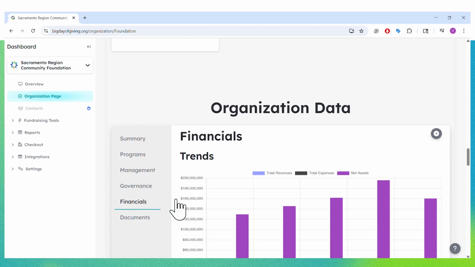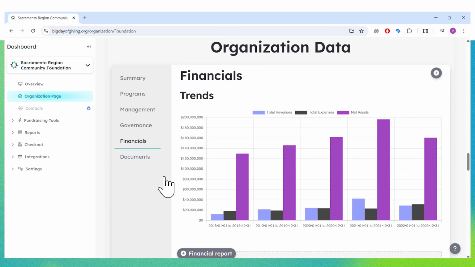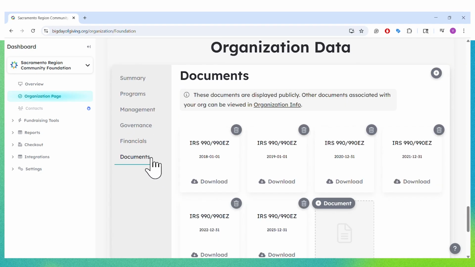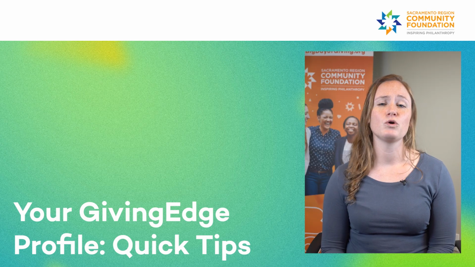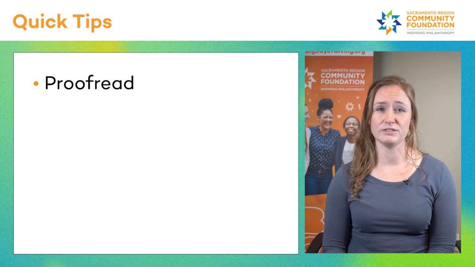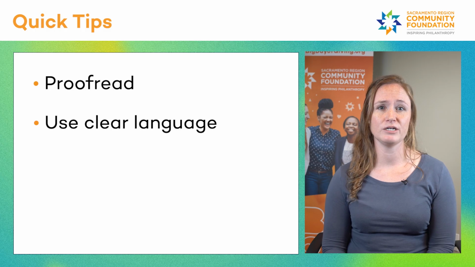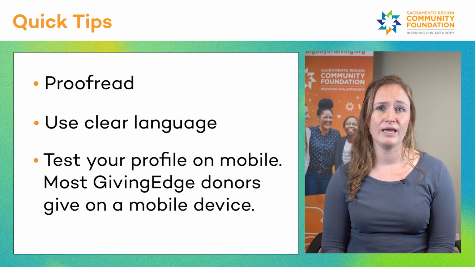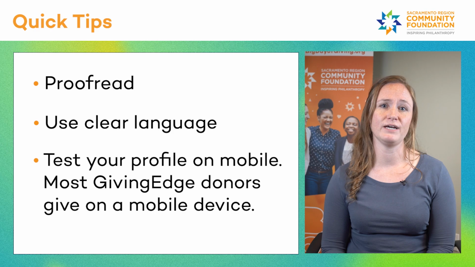And finally, in the Financials and Document tab, you can upload financial documents such as your 990s and other materials like your annual reports. This is also optional. As you wrap up, here are some quick tips. Before sharing, proofread each section carefully, keep your language clear but warm and inspiring, and test your profile on mobile devices to ensure a great donor experience.